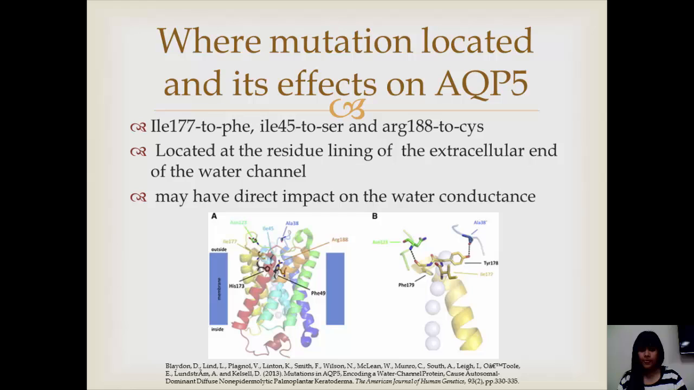The first three mutations I will speak about are isoleucine at position 177, which changed to phenylalanine, isoleucine at position 45, which changed to serine, and arginine, which changed to cysteine at position 188. These mutations are located at the residues lining the extracellular end of the water channel, which can be seen through the image on the screen. They are all thought to have a direct impact on the water conductance of the aquaporin 5.